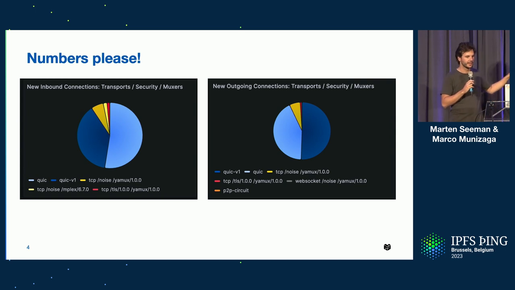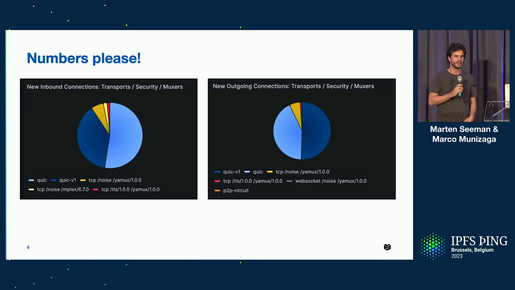This is the dark blue and the light blue part here, which stand for different QUIC versions. But for the purposes of our talk, this is just QUIC. This is 90% QUIC. And then we have a little bit of TCP and a little bit of WebSocket and other transports.